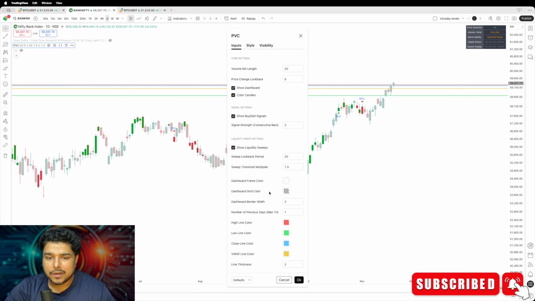Apart from that, we are using these four lines: previous day high, which is the red line, previous day low, previous day close, and previous day VWAP. These are by default support and resistance areas for you. So that's what I have included as well, along with the liquidity sweeps.